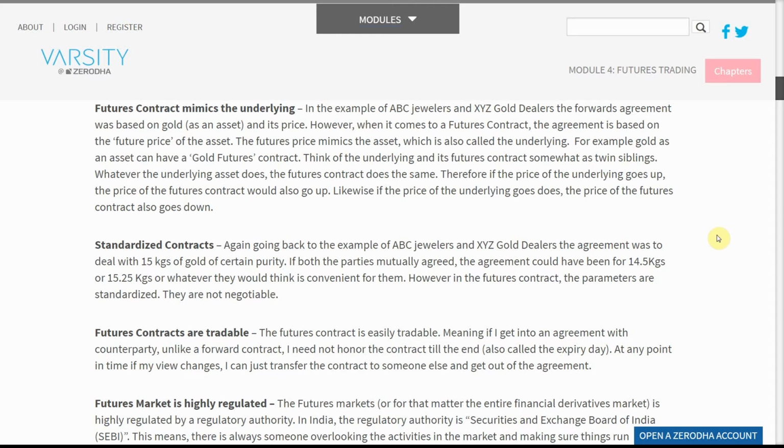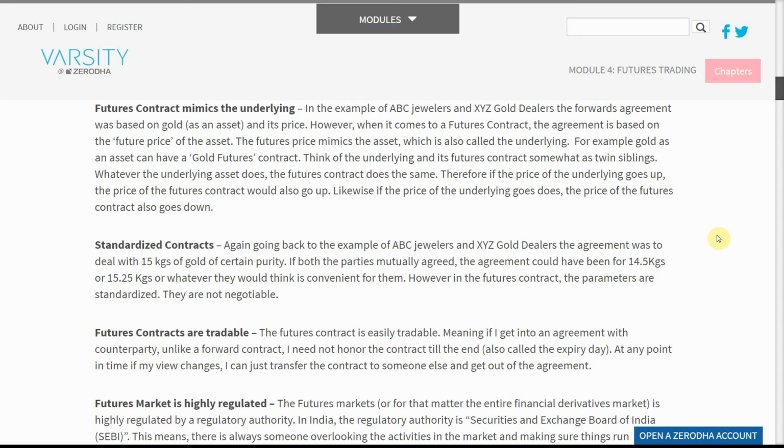Think of the underlying and its futures contract somewhat as twin siblings. Whatever the underlying asset does, the futures contract does the same. Therefore, if the price of the underlying goes up, the price of the futures contract would also go up. Likewise, if the price of the underlying goes down, the price of the futures contract also goes down.